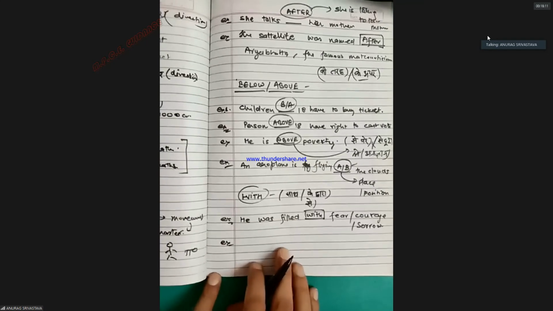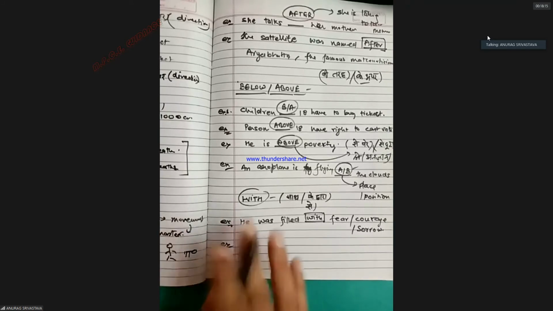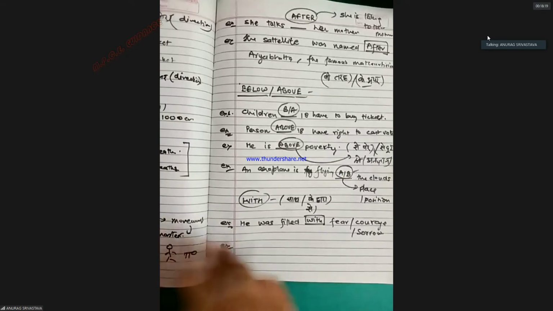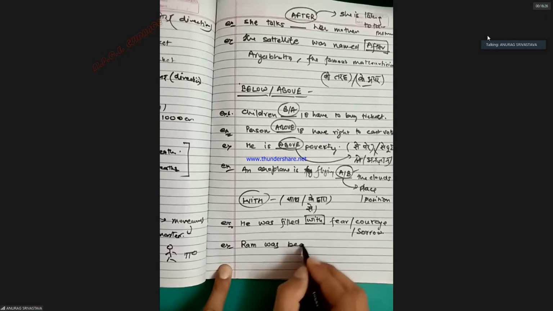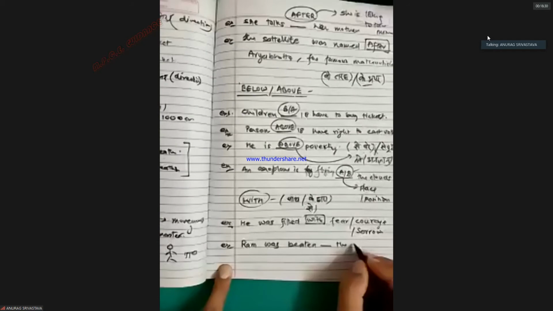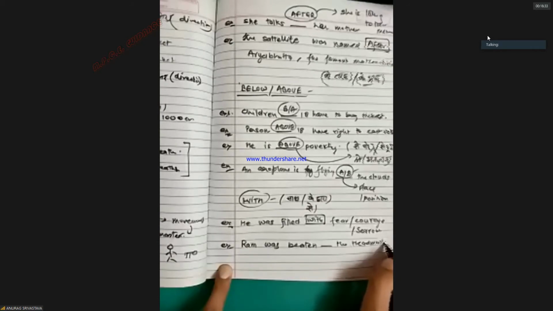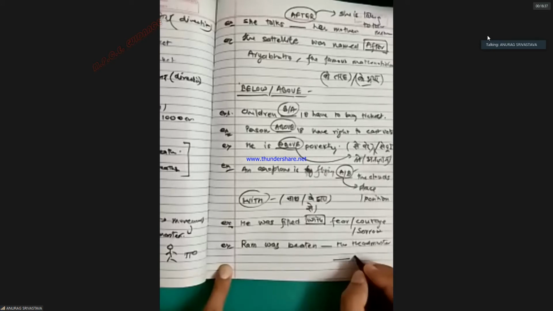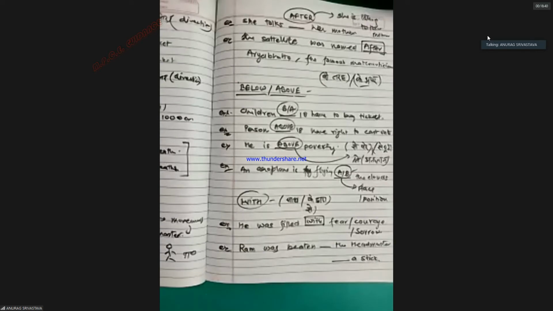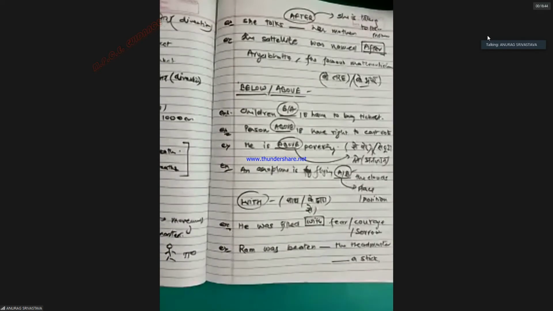Move to another example. It is the example which we have studied earlier. Suppose, was beaten dash the headmaster dash a stick. It is the sentence we have read earlier. Then there are two fillers. First is after beaten and second is after headmaster. Which will be placed with, and which filler will be placed with another kind of preposition? So what will be the correct sentence by placing prepositions?